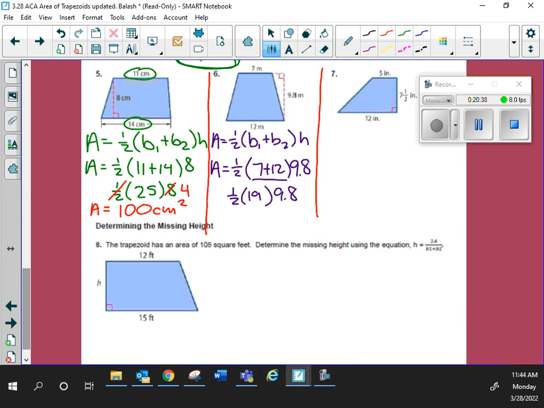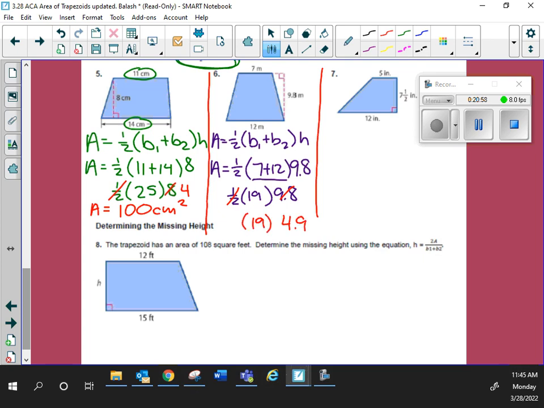I would probably still, even though it's not going to be pretty in either situation, try and get rid of that half. What do y'all want to do? Half of 9.8. What's half of 9.8? 4.9. Okay? One half of 9.8 is 4.9 times 19.